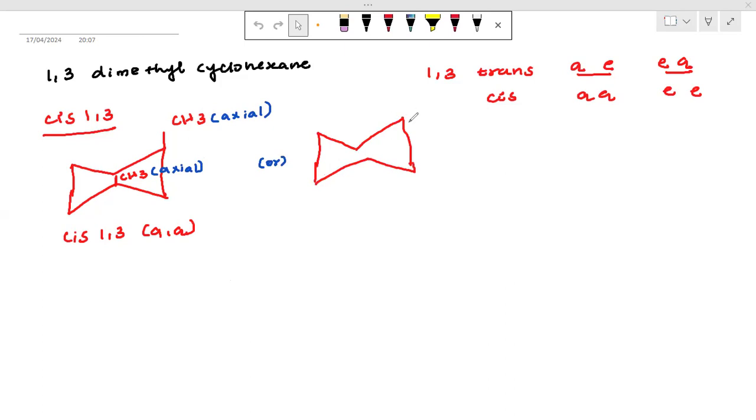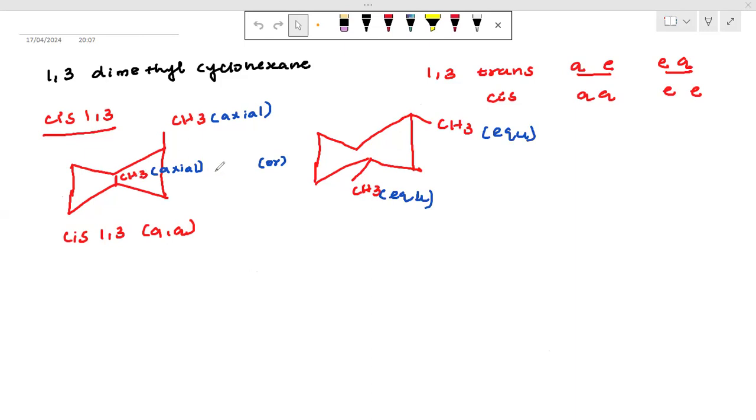Okay, so I have placed them in the equatorial position. This is one equatorial methyl, and another one is also an equatorial methyl. Both are in the equatorial position. So both occupy the equatorial position. So this is the conformationally more stable.